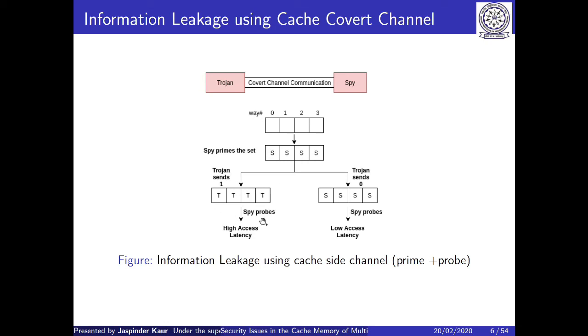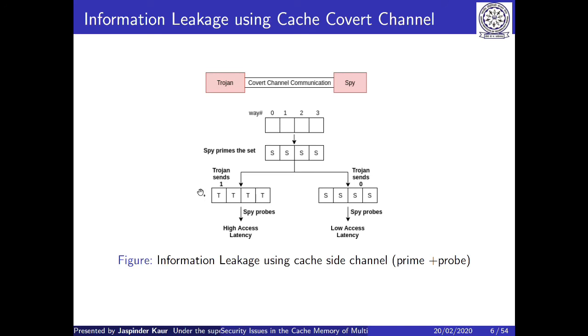So you can see the two different activities, right? If Trojan wants to send 0, Trojan is not doing anything. If it is not doing anything, then the content of this set will remain the same. But if Trojan wants to send 1, then Trojan requests blocks which again map to this same set, and in this situation the content of this set will change from SSSS to TTTT. That means these are the blocks from Trojan.